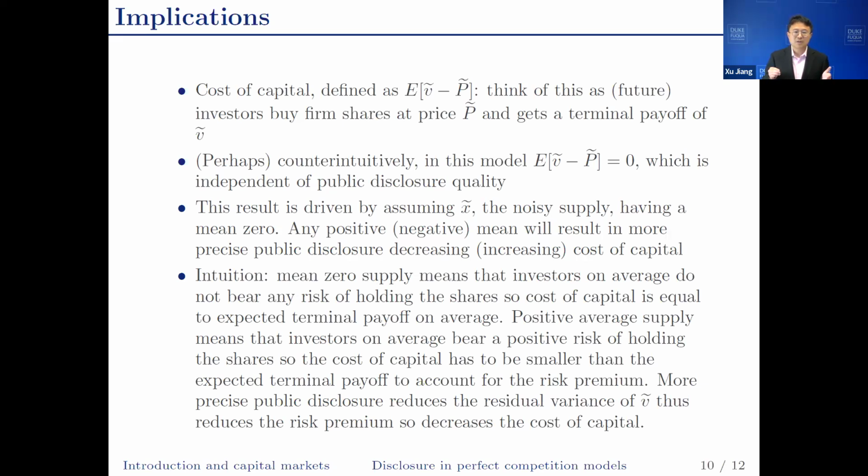On the other hand, if you have a positive average supply, that means investors on average hold a positive number of shares, which means that they bear a positive risk of holding the shares. Because they're risk averse, there is a risk premium for holding the shares, which means P has to be smaller than V to account for that risk premium. With more precise public disclosure, P is going to move closer to V, which means that cost of capital is going to decrease.